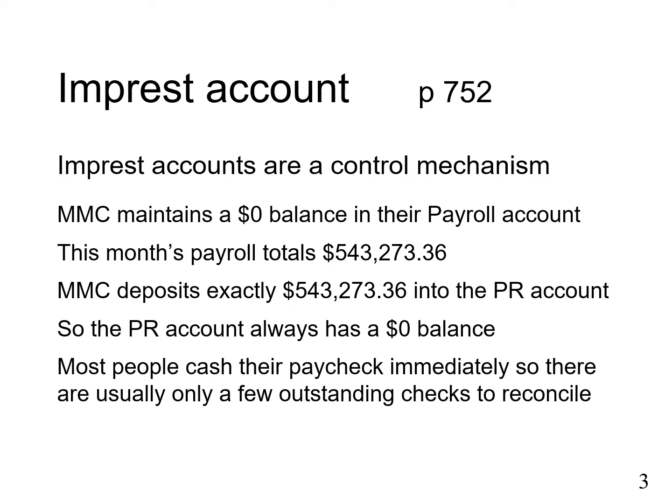So Miller Motor Company calculates its payroll as $543,273.36. And as they're running their payroll checks, they deposit exactly that amount into their payroll account. So the payroll account always has a zero balance because most people cash their payroll checks almost immediately. There's very few outstanding checks to reconcile.